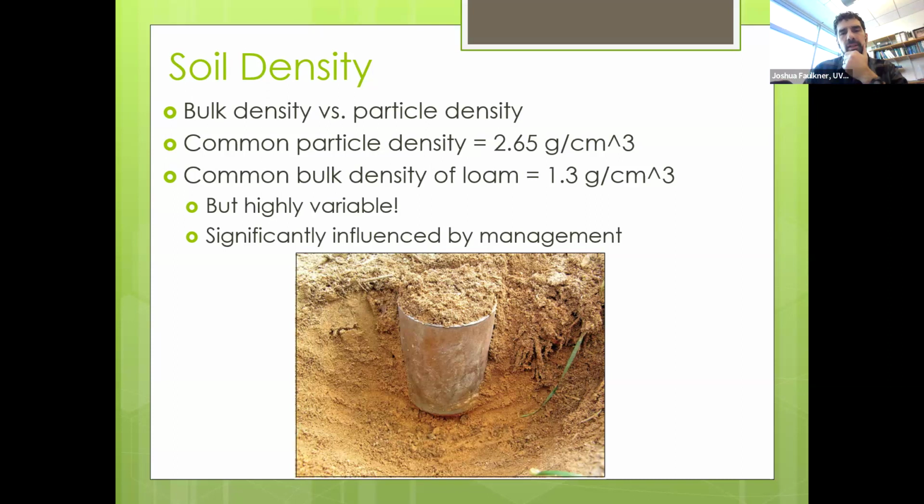And we typically take this with a ring, a long cylinder that's made of metal, and hammer it down into the soil and then excavate it out. And then we cook off the water and weigh that soil, the mass of the soil, and that's divided by the volume of that cylinder as our bulk density. It can be highly variable and significantly influenced by management, as you might imagine, as these structural factors are.